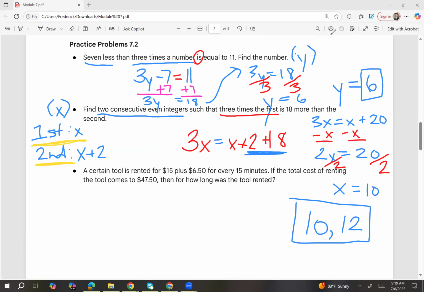Looking back at the description, notice it says find two consecutive even integers. So we've done that. We found them to be 10 and 12.